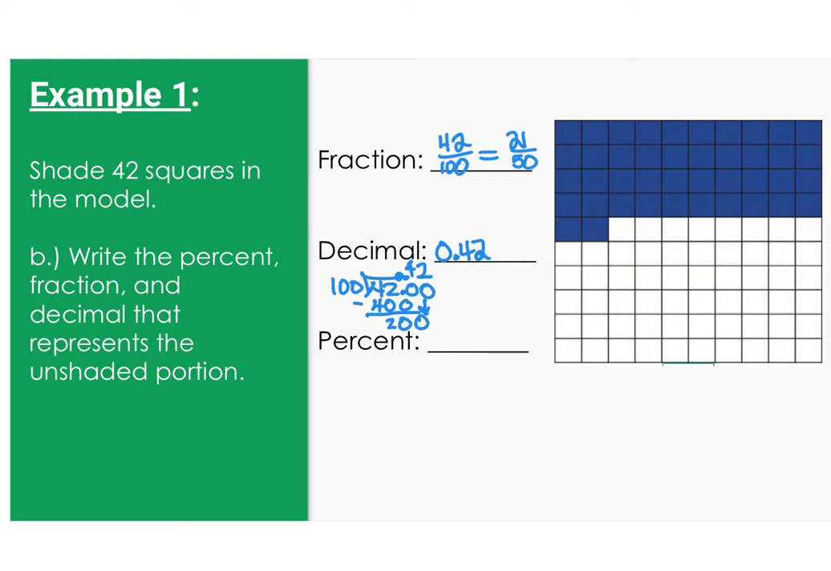Now for percent, we said this is out of 100, so if I have a decimal, I can take that decimal and multiply it by 100. So I need 2 placeholders here for the 2 zeros, and then 1 times 2, and then 1 times 4. I have 2 decimal places here, 0 here. I add those up, so I need 2 decimal places. So it would be 42%.